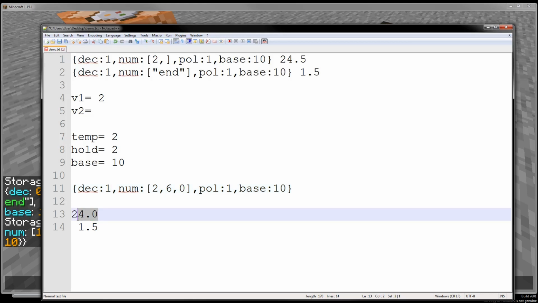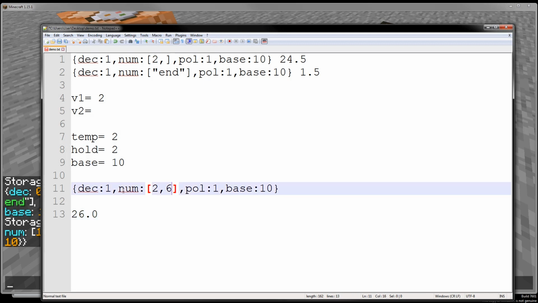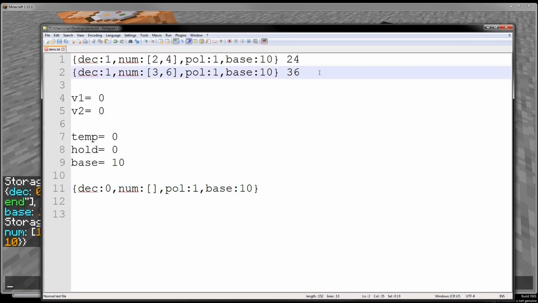Now, this essentially means my result is 26.0, but since I have a 0 at the end here, I can actually remove that 0 and reduce the decimal by 1, giving me just 26 with a decimal point of 0. Okay, so that's basically addition. Let's move on to subtraction.